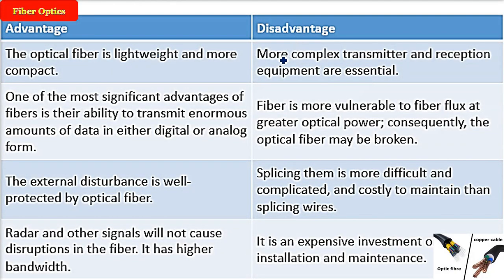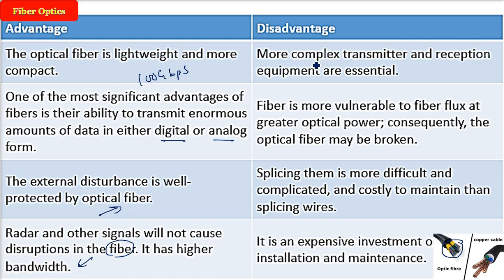What are the advantages and disadvantages? Fiber optic is light and more compact. One more advantage is that it can transmit an enormous amount of data, 100 km, 100 Gbps, either digital or analog. The external disturbance is well protected against by the optical fiber. It is less affected. Radars and other signals will not cause any kind of disruption in fiber. It has higher bandwidth, as I just showed you.